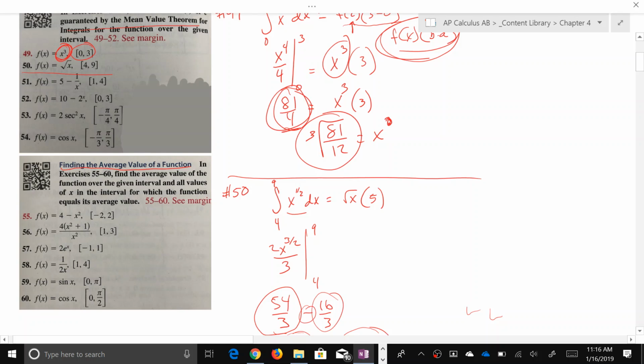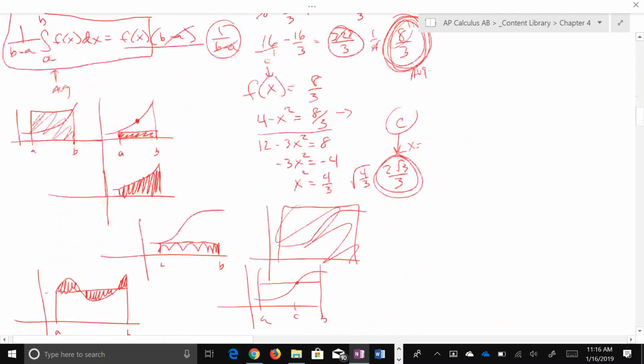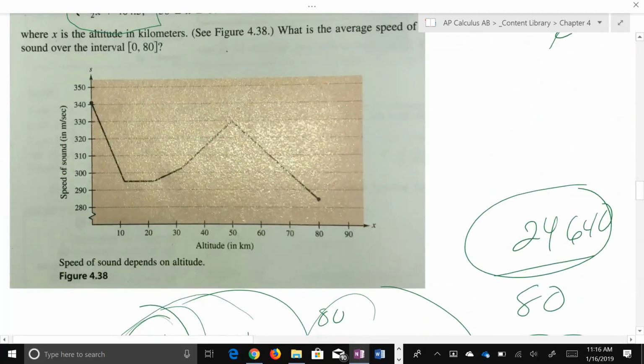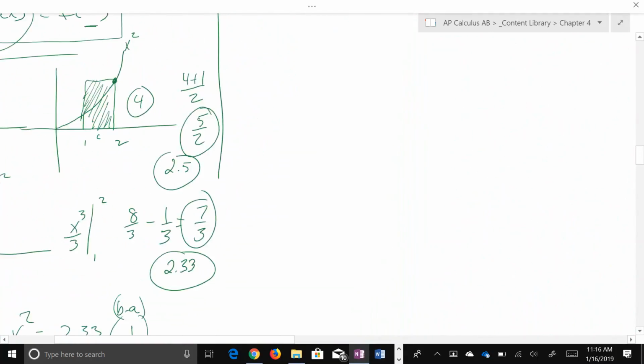All right. So 51. Let me go to the page here because then I can do it. All right, let's jump down here. Oops, didn't want to do that yet.